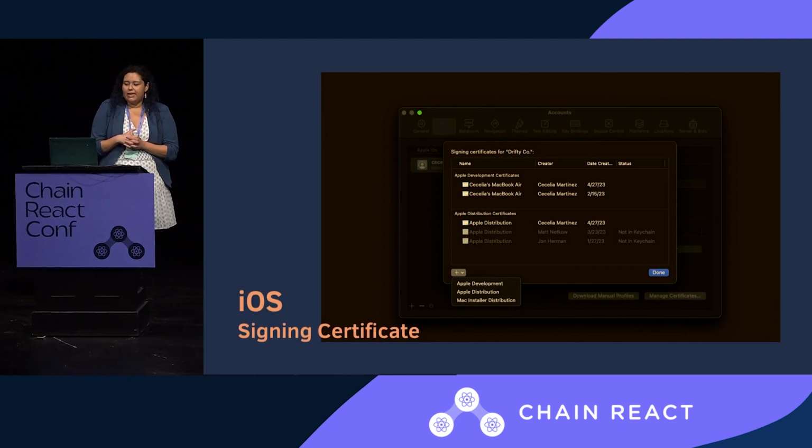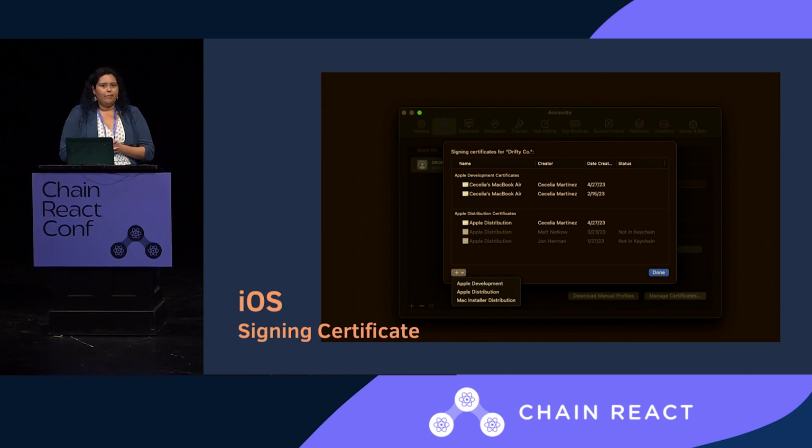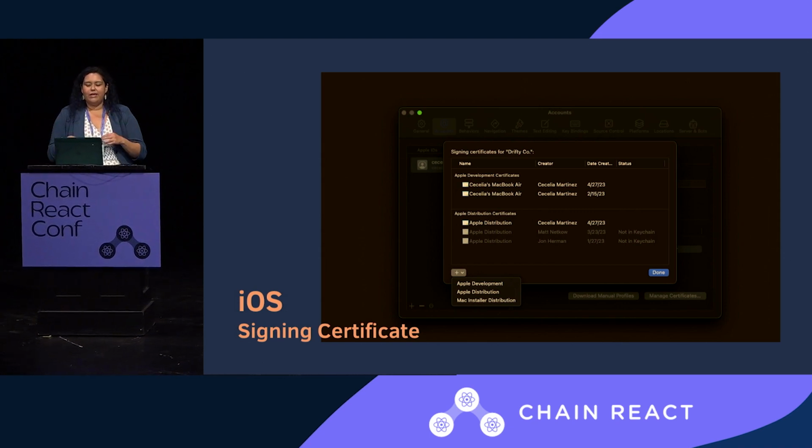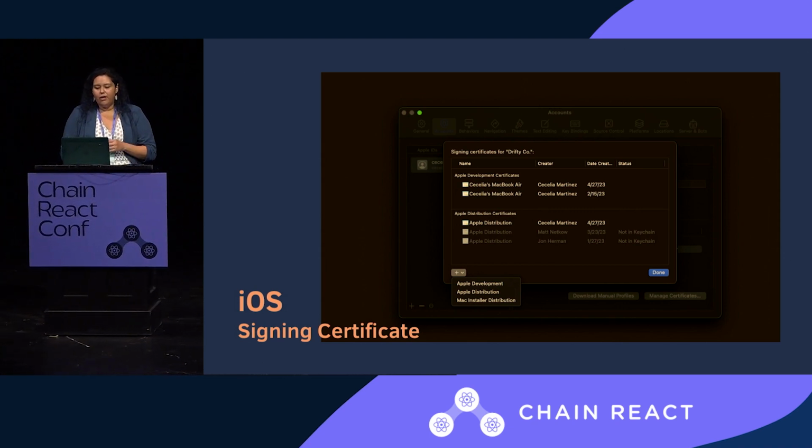So for iOS, the signing certificate can be generated in Xcode. It can also be generated in Apple Developer Program, but it's a much more complex process that involves creating a certificate request file and everything. So I would recommend doing it right in Xcode. You can create a distribution or development certificate, depending on what type of build that you're doing.